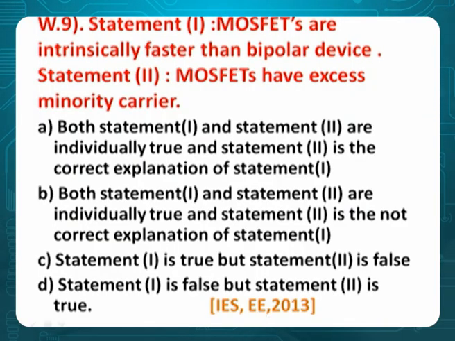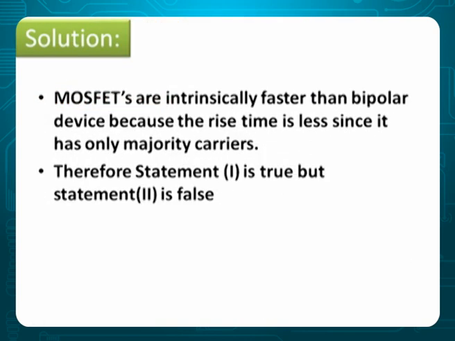Problem 9. Statement 1 and 2. Statement 1: MOSFETs are intrinsically faster than bipolar devices. That is true. Statement 2: MOSFETs have excess minority carriers. That is wrong. No minority carriers. So both statements cannot be true here, because in MOSFETs we don't have any minority carriers. MOSFETs are intrinsically faster than BJT because the rise time is less, since there are only majority carriers. Therefore, the first statement is true, the second statement is false. When the first one is true and the second one is false, the option is C.